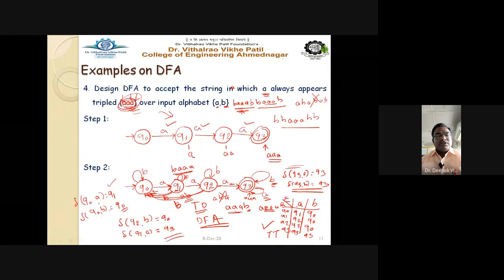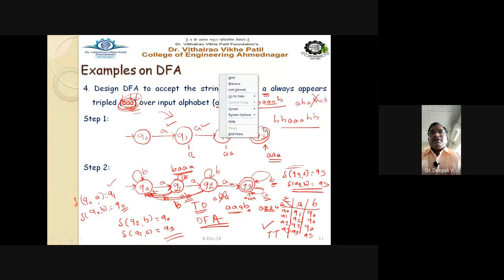There are a few more examples that we will continue in the next lecture. Getting this point? So for today's lecture, we will stop here, and there are a few examples still remaining that we will cover in the next lecture.